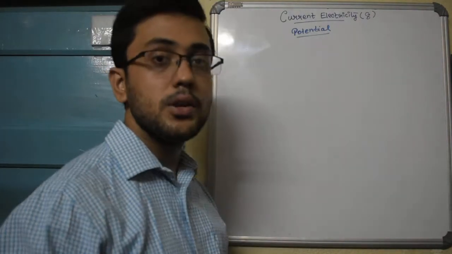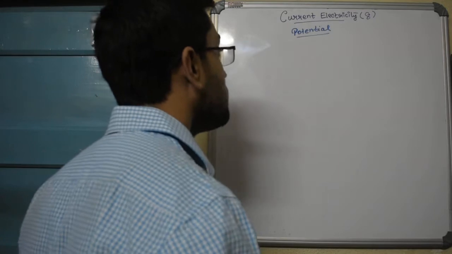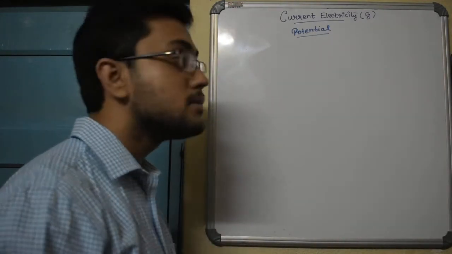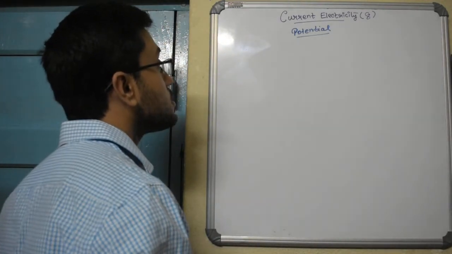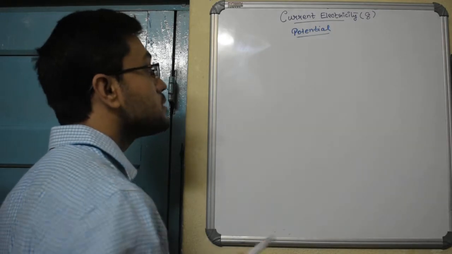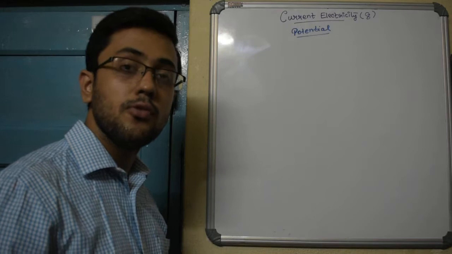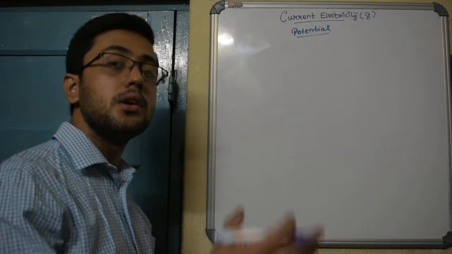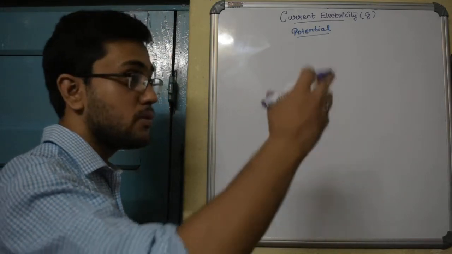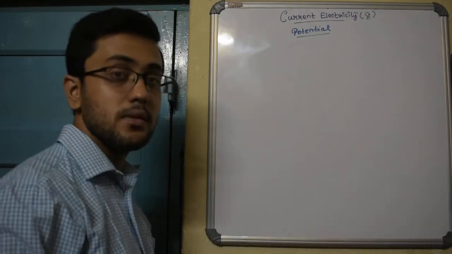Having given you an intuitive idea of potential, we will now actually go into the details of what potential is. So what is this potential? How is potential defined? Well, potential is defined as the amount of work that is done in bringing a unit positive charge, a test charge, from infinity to the vicinity of this charge.